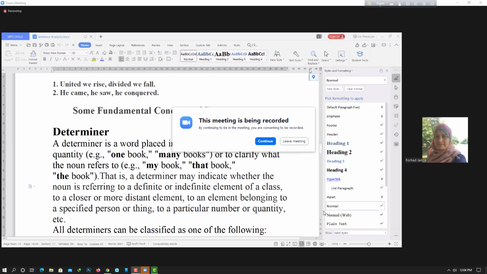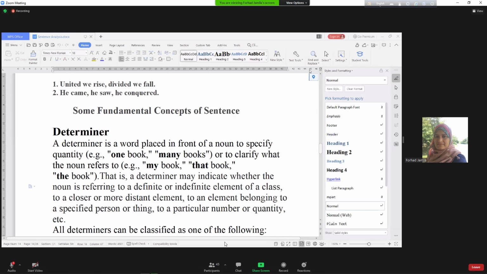So good afternoon, everyone, and I hope all of you are fine. Okay, so let's start our discussion. We will discuss still sentence analysis because we have a few more elements to discuss. Then actually we'll finish our discussion on sentences.